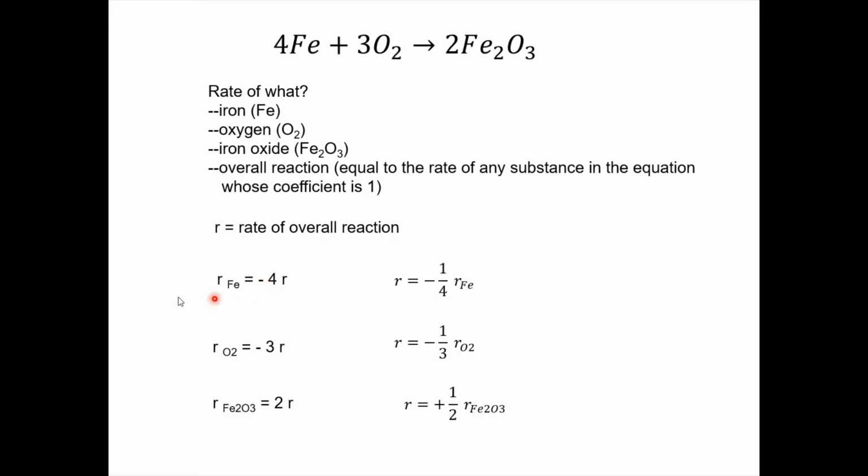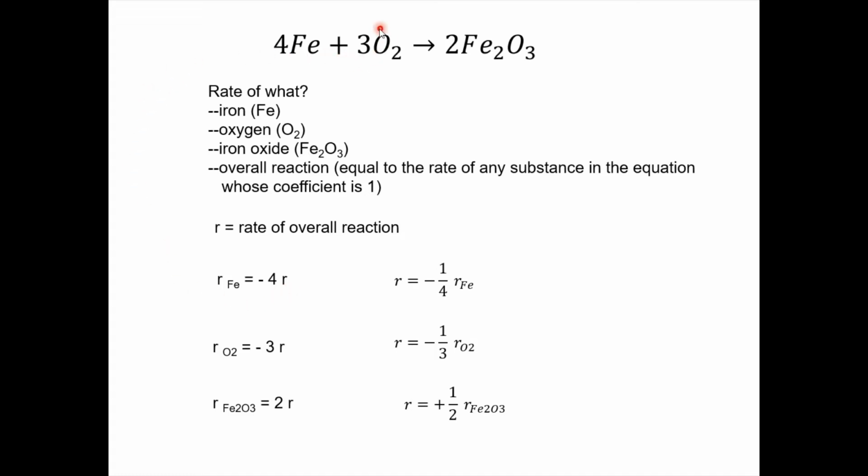Okay. If I were to go ahead and say it went from 10 moles to 6 moles, then what I'm actually going to get is minus 4 moles. 6 minus 10 is negative 4. So the rate of the iron is negative 4 times the rate of the overall reaction.